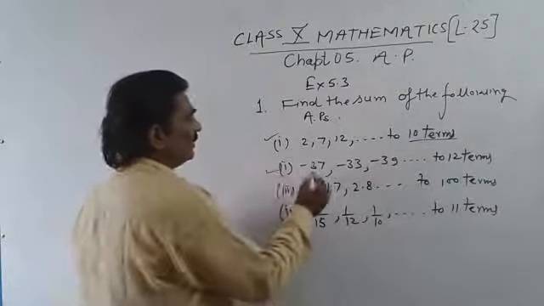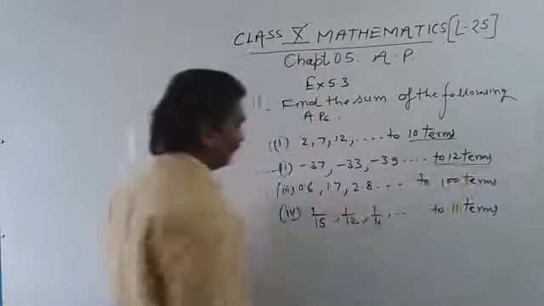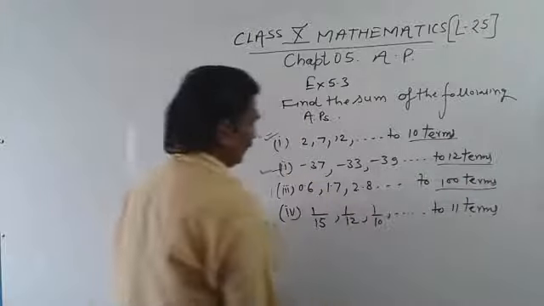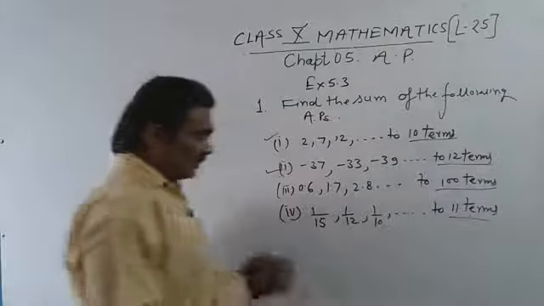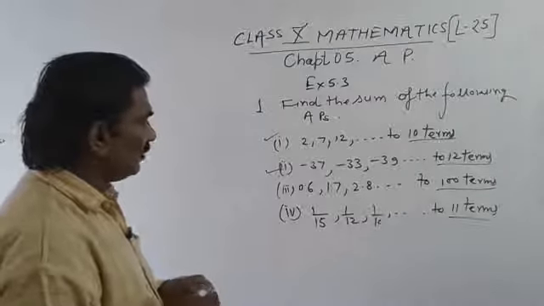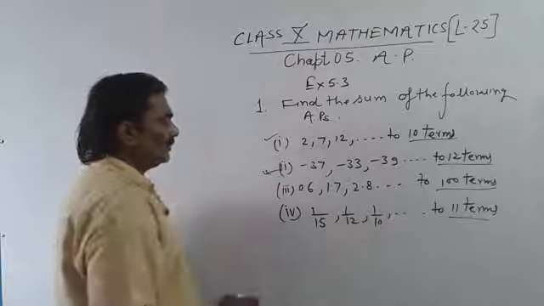Similarly, this AP: minus 37, minus 33, minus 29 up to 12 terms. Then 0.6, 1.7, 2.8 up to 100 terms. Similarly, 1 upon 15 to 11 terms. Here we will solve 2 parts, and I hope you will solve the remaining 2 parts. So first of all we take the second part.